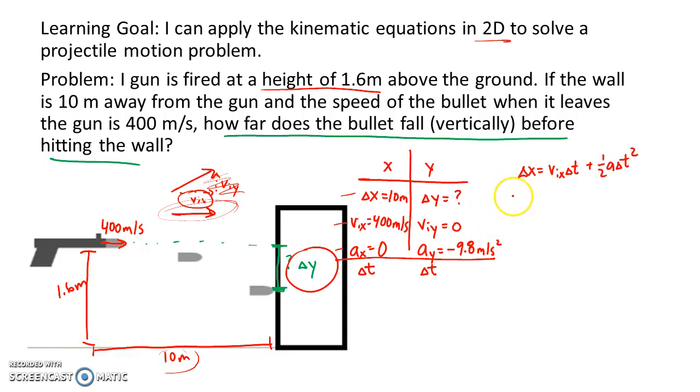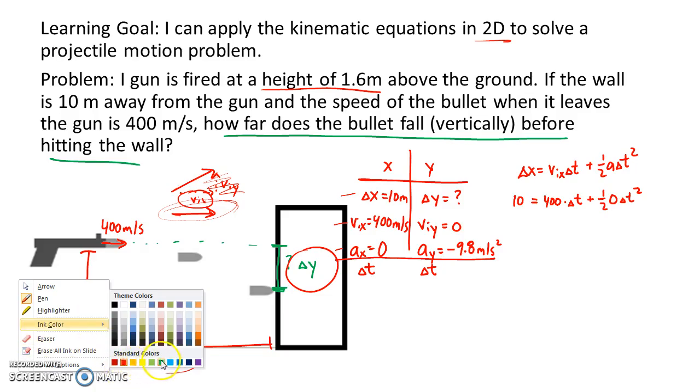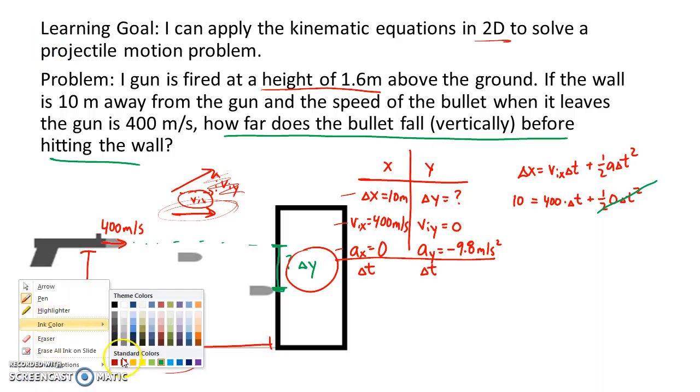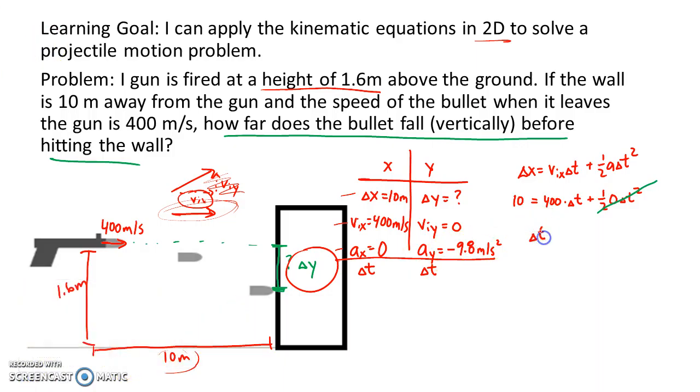So the next part, let's plug in our values. We've got 10 meters here, 400 meters per second. We don't know our time. Our acceleration is 0. So 0 times any number just cancels this value. That whole term is going to be 0. So what I'm left with is delta t is equal to 10 divided by 400. So that's equal to 0.025.